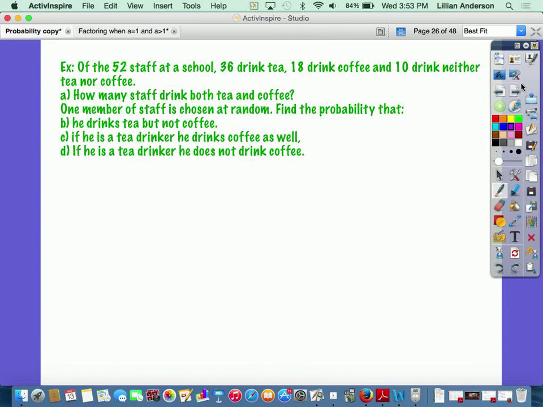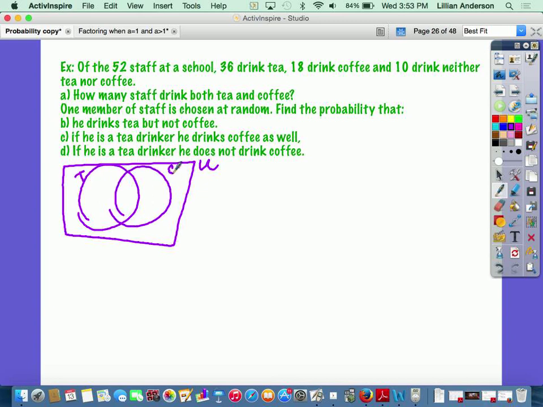It says, the 52 staff at school, 36 drink tea, 18 drink coffee, and 10 drink neither tea nor coffee. So we're going to answer these questions here, and we're going to figure this all out. Okay? So it says, how many staff drink both tea and coffee? Well, let's draw a Venn diagram just to figure this out. Okay? So we need our universal set. I need a bubble for tea, and I need a bubble for coffee. It says 36 drink tea, 18 drink coffee, and 10 drink neither. So we already know that 10 goes in that open spot.